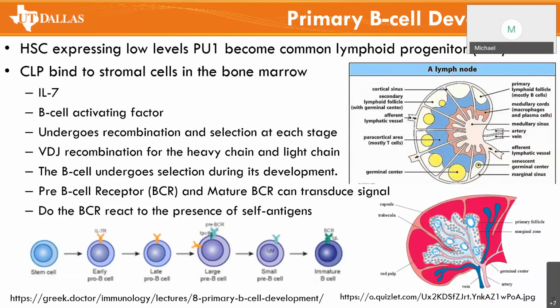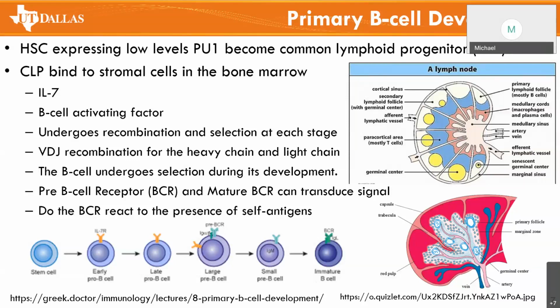It undergoes two different selections in the bone marrow: a positive selection and a negative selection. The B cells that undergo positive selection have to receive signals and be able to transduce these signals. If they do, they move to the next step. The negative selection is when the B cell receptor does not activate to self-antigens. If it activates to self-antigens, it either undergoes apoptosis or undergoes further VDJ recombination to have a B cell receptor that doesn't activate to self-antigens.